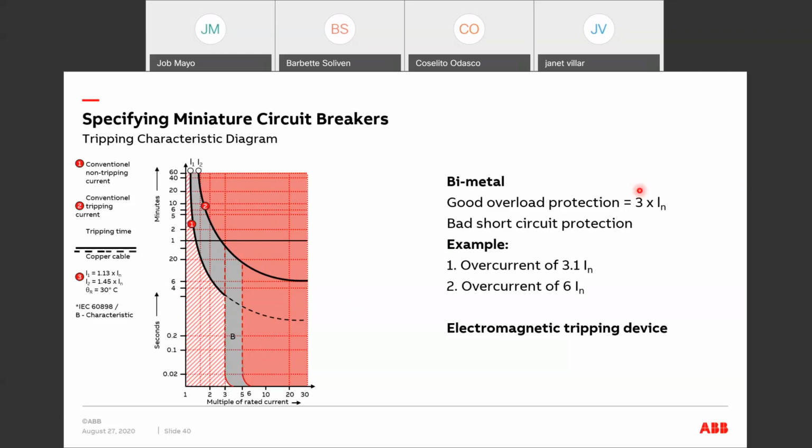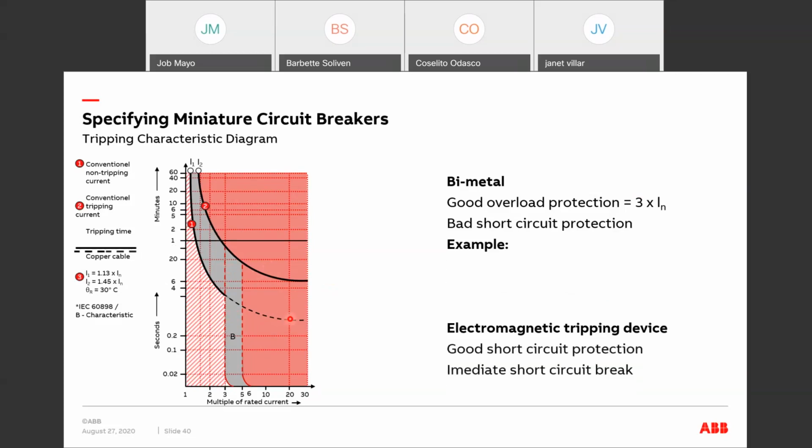So the overcurrent of 3.1 times the rated current, and overcurrent of 6 times the rated current is shown in this tripping characteristic diagram. So a good short circuit protection immediately breaks during short circuit. Basically, as mentioned earlier, breaking time should be as fast as possible. So for ABB's miniature circuit breakers, it's usually around 2.5 to 3.5 milliseconds. So this is the cable.